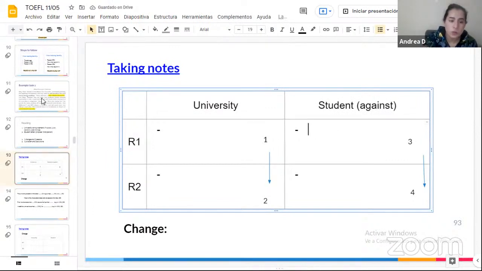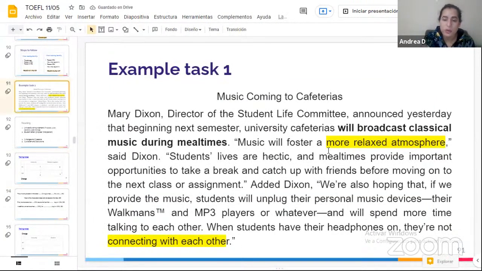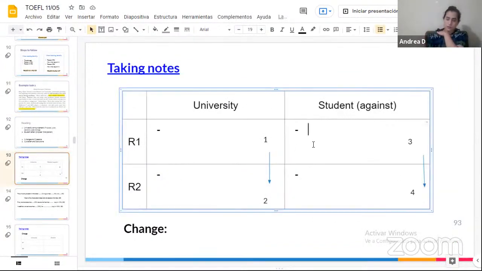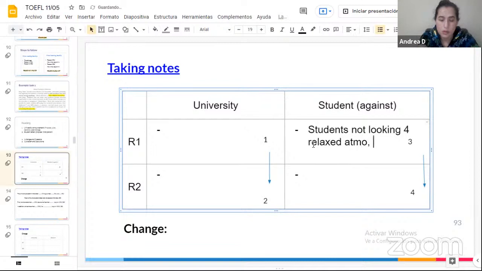What was the first reason? What does the student say about creating a more relaxed atmosphere? He said that most students aren't looking for a relaxed atmosphere, but they need to concentrate more on their studies and their homework. Okay, so they want to concentrate and study, right? Yes. Okay, good. And what about the second one?